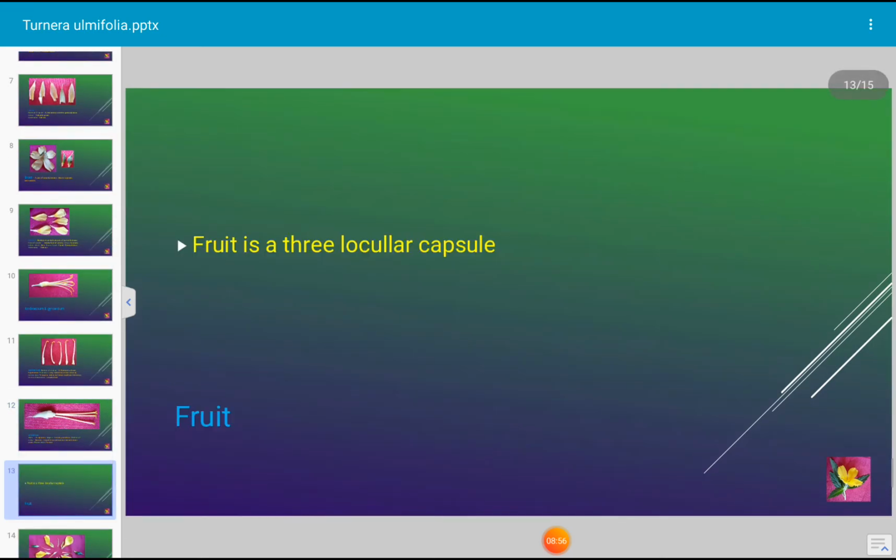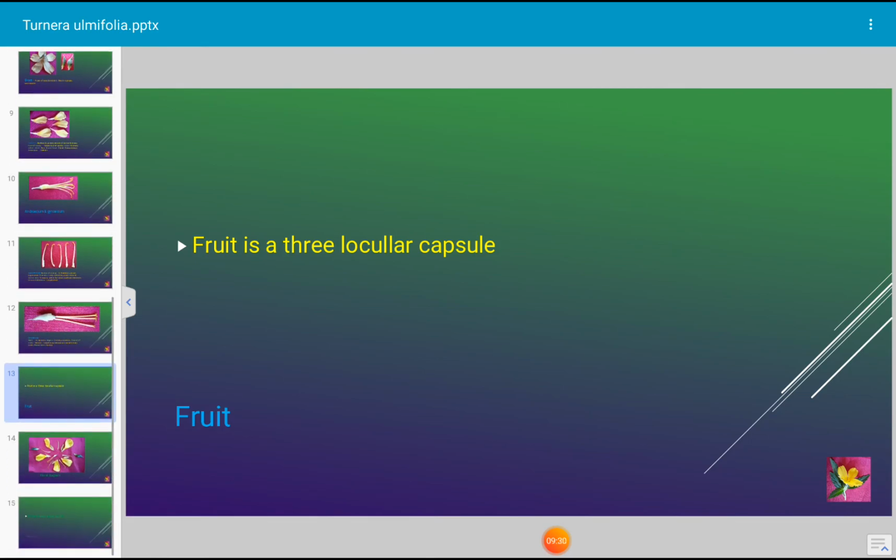Next. The fruit in Turnera ulmifolia is a 3 locular capsule. What is a capsule type of fruit? It is a dry fruit which splits open into several definite sections. It is developed from bi or multicarpellary gynoecium with superior or inferior ovary. At maturity, the fruit opens by valves or pore. Such type of fruit occurs in Turnera ulmifolia, and it is a capsule type of fruit.